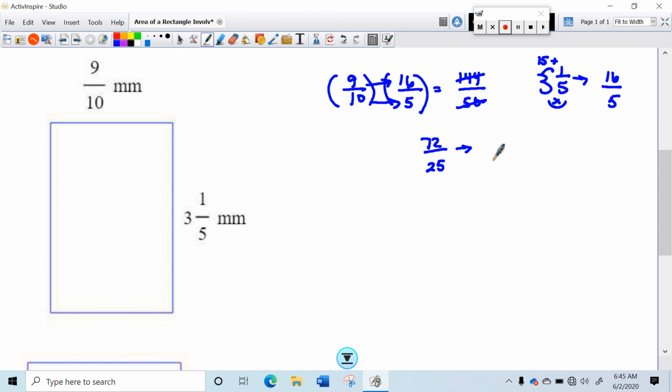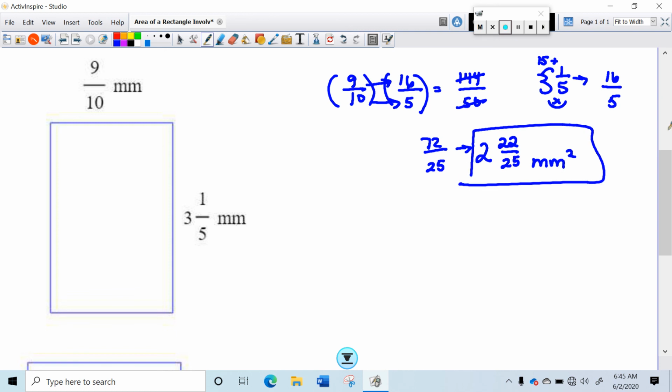25 goes into 72 2 times. And you keep your denominator. 2 times 25 is 50. We had 72. So we had 22 extra. So 2 and 22 25ths millimeters, and area is squared. That's the answer to that one.